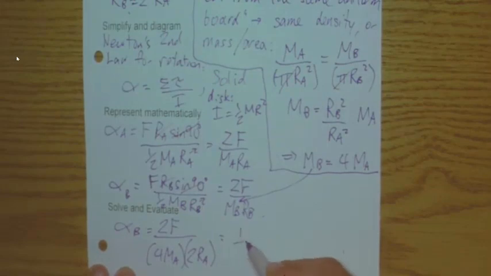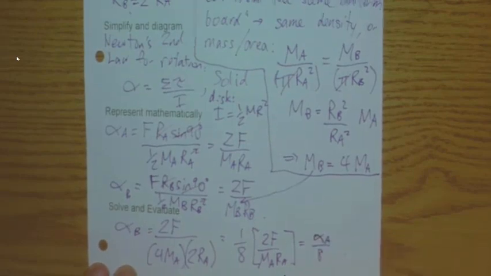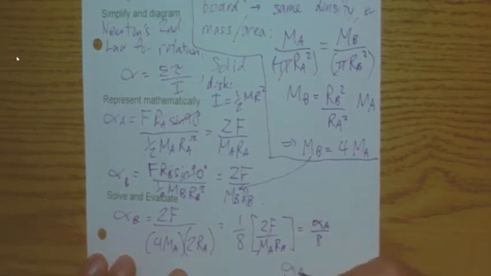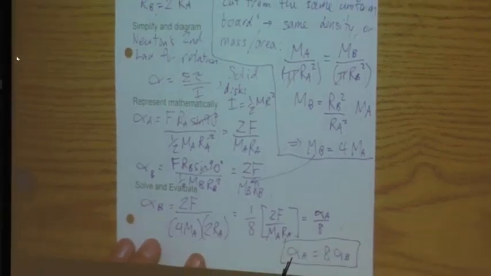And you end up with an eighth of 2F divided by MA RA, which is alpha A divided by 8. And so alpha A is equal to 8 alpha B. So that's how I got that.